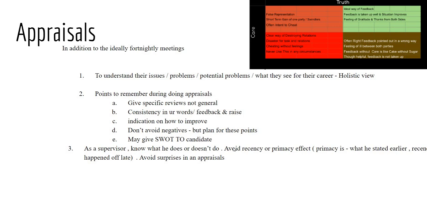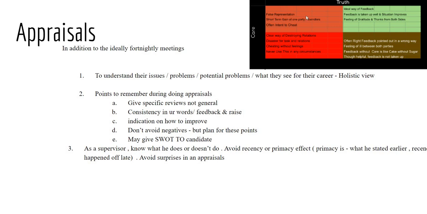Avoid that. Also try and avoid the recency effect or the primacy effect. The recency effect is only highlighting what he has done recently. Of course, always avoid surprises in appraisal. So if you have to give a very negative feedback, try and do that throughout. It should not be that after 6 months or 1 year, he suddenly gets to know a very basic behavioral problem in an appraisal. That's not the right way.